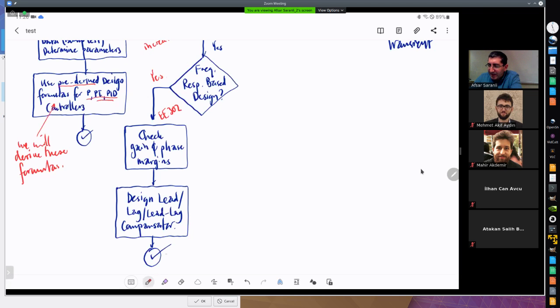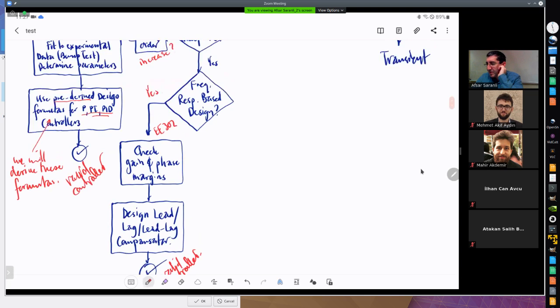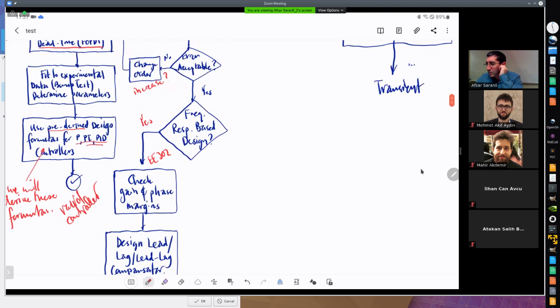So that is another path to obtain a valid controller. Here we have one. Here we have another one. So this is another path to obtain a controller.